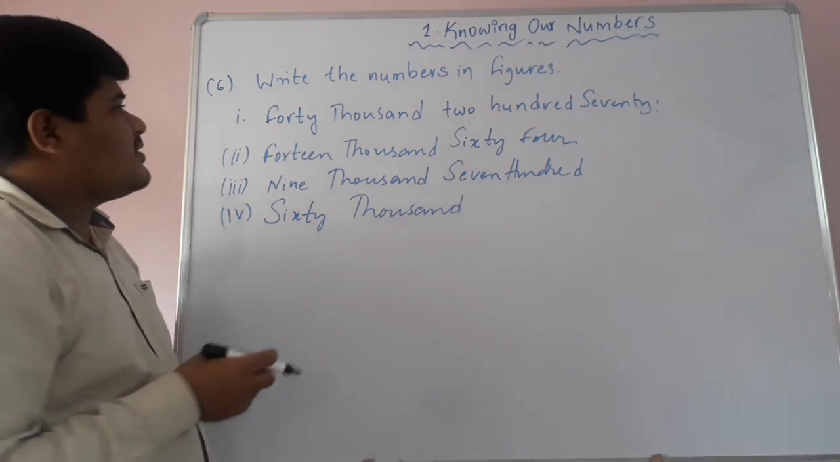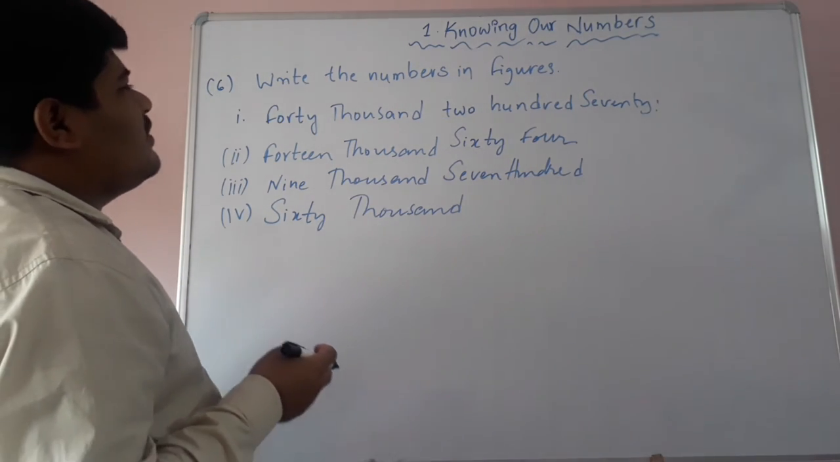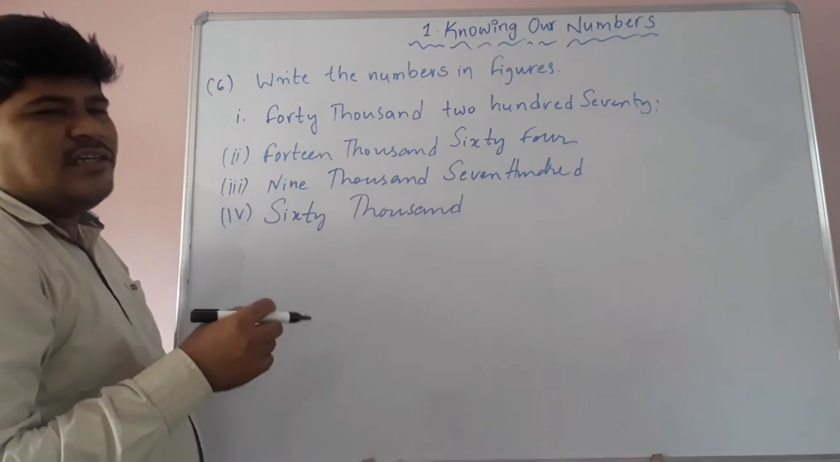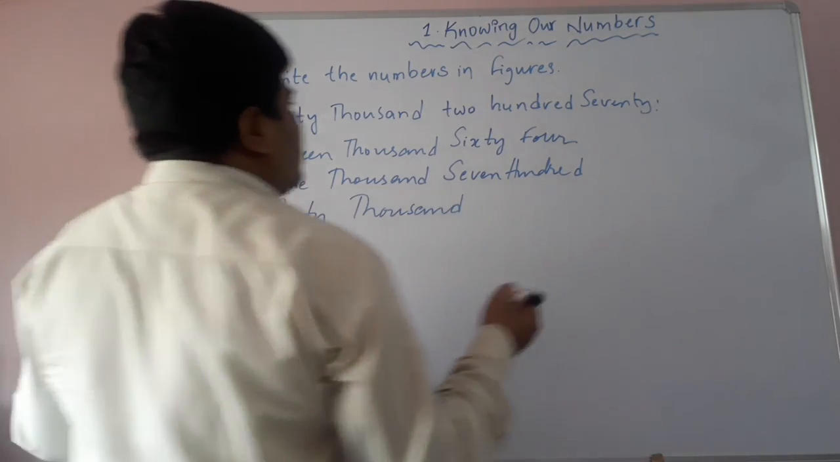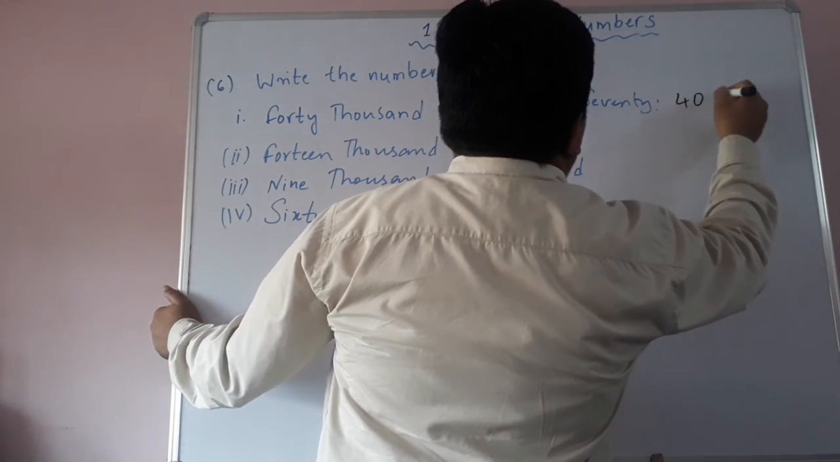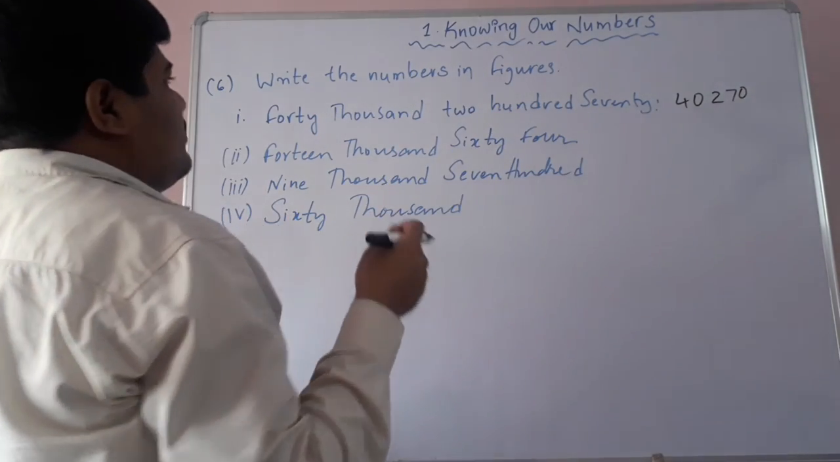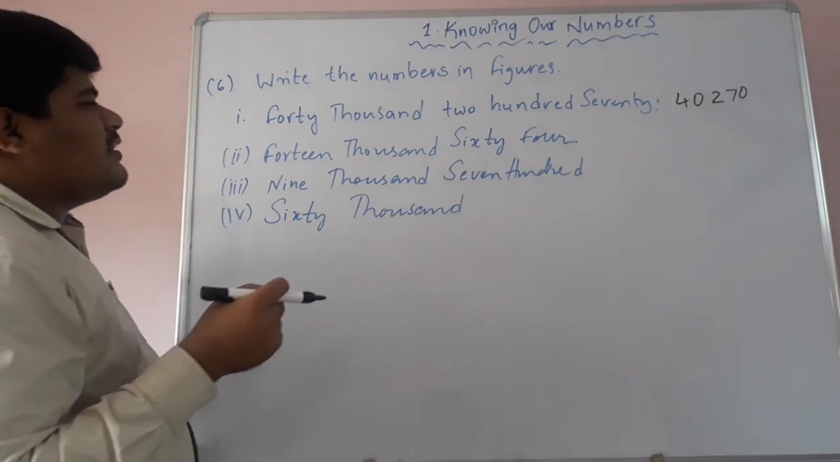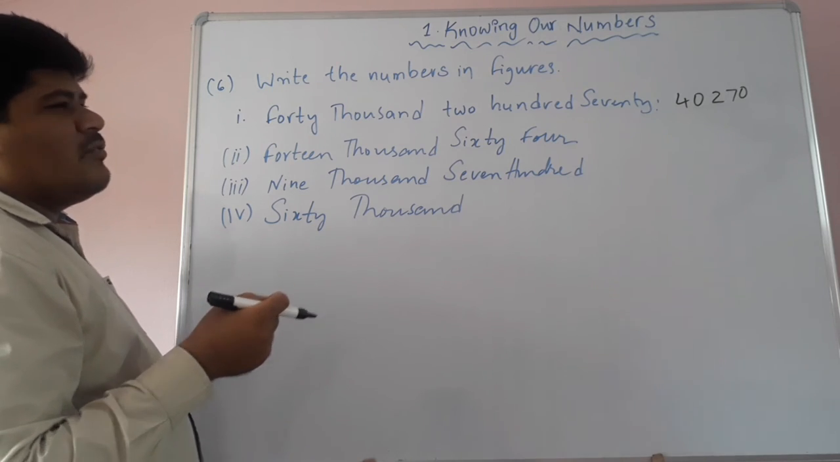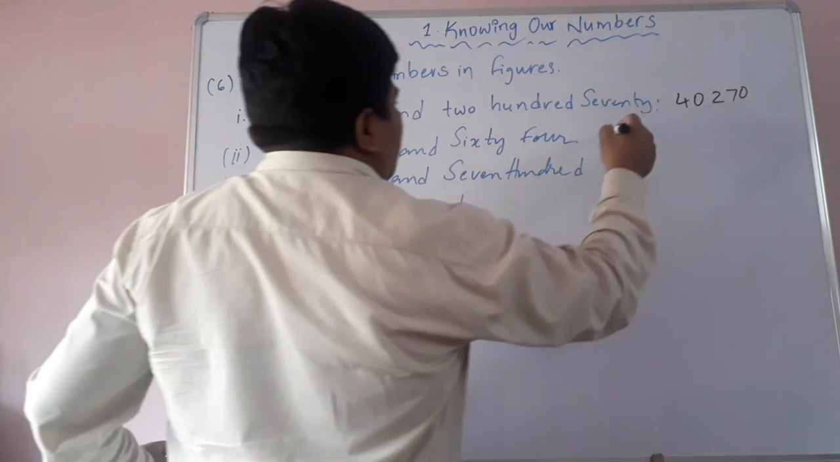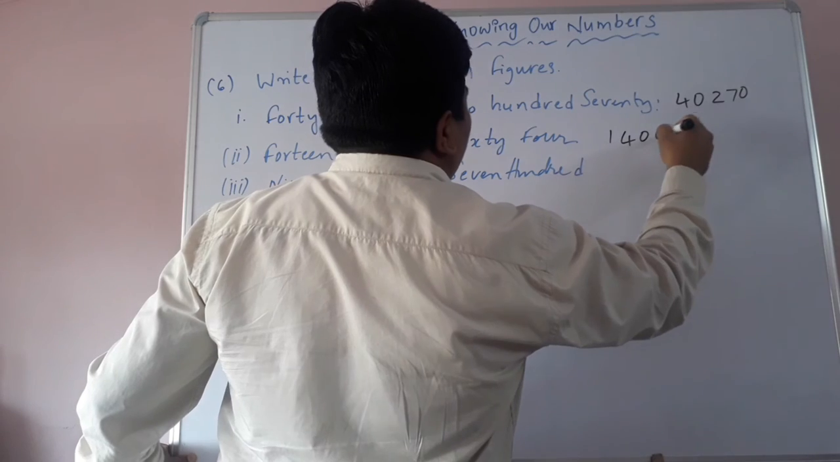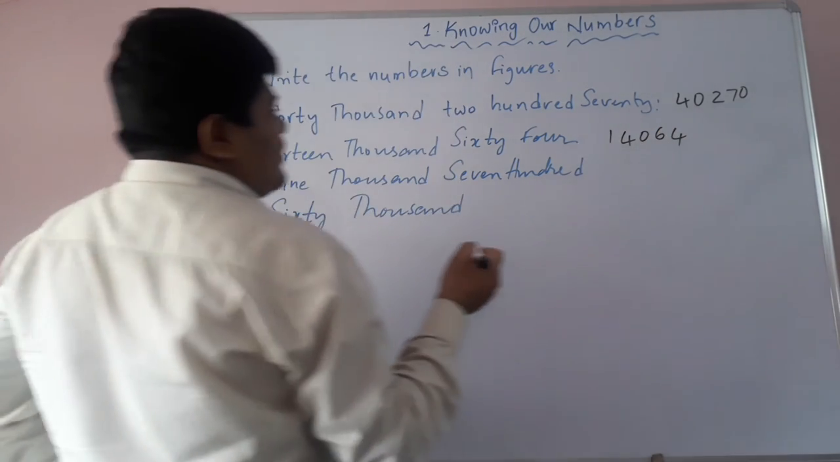Write the numbers in figures. 40,270. 40,270, children. So 40,270. This is in numbers. Okay. Next, 14,064. Okay, 14,064. So here 0, 64. 14,064.